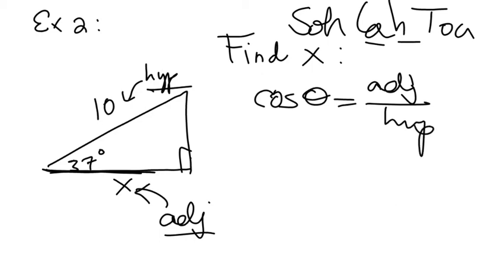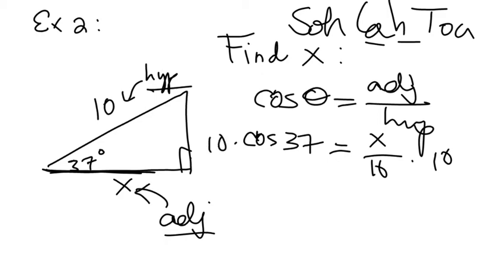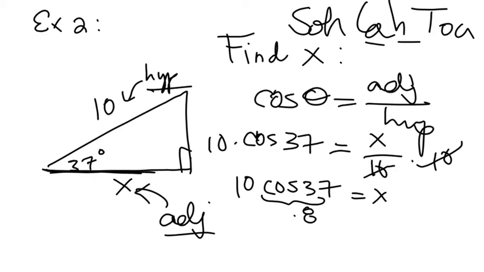I'm going to plug in my 37 degrees, so I have cosine 37 equals, my adjacent is x, so I just put an x over 10. I can multiply through, so times 10 times 10, these cancel out, and I have 10 times cosine 37 is equal to x. When I plug that into my calculator, I find that cosine 37 is 0.8, and so 10 times 0.8 is just 8, and my x is equal to 8.